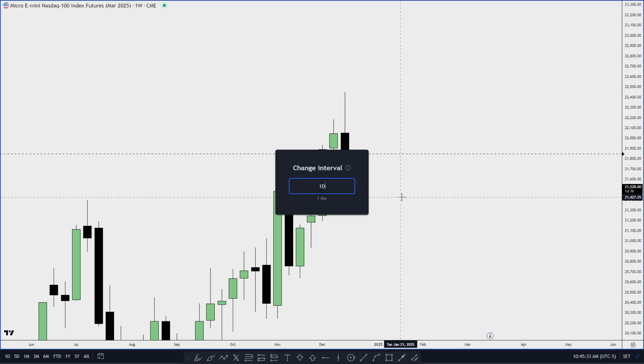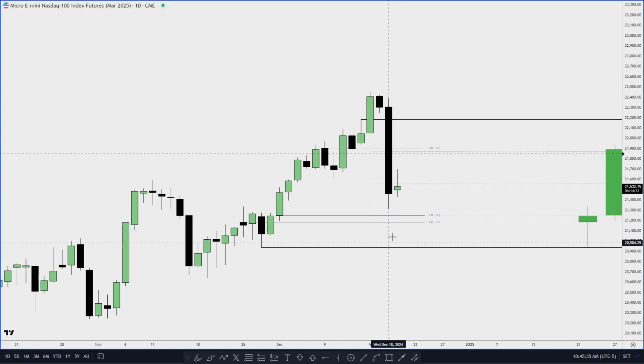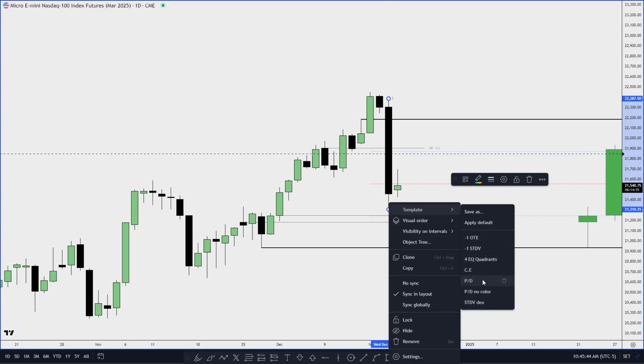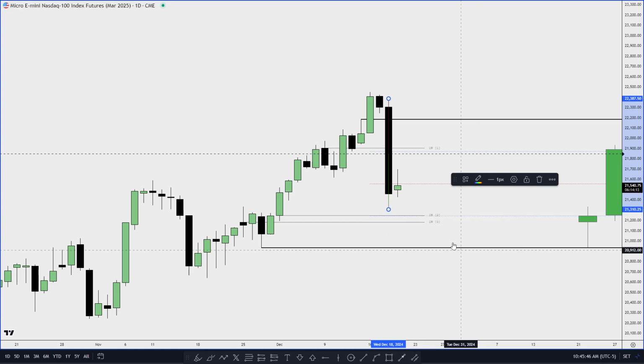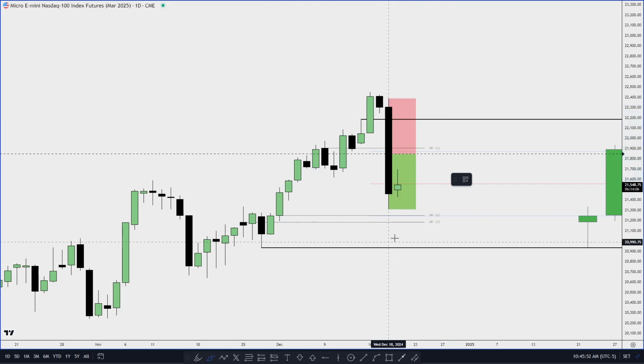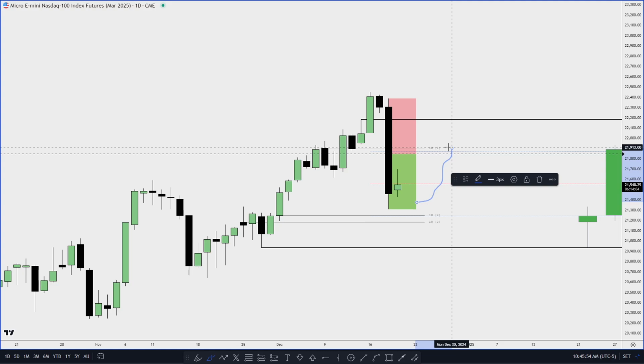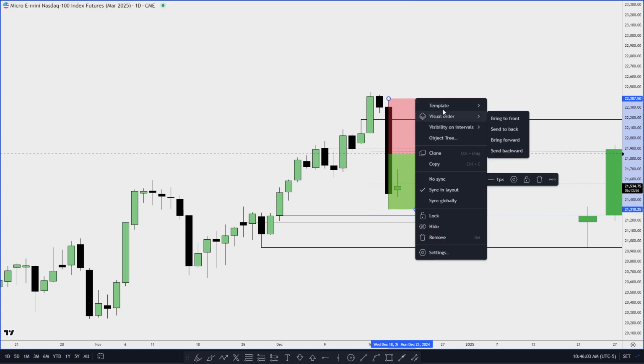So if we go to our daily time frame, we have this big daily candle. So what I'm looking for is a move back up to premium, or at least equilibrium over here. So that's what I'm looking for, a move back up to equilibrium.